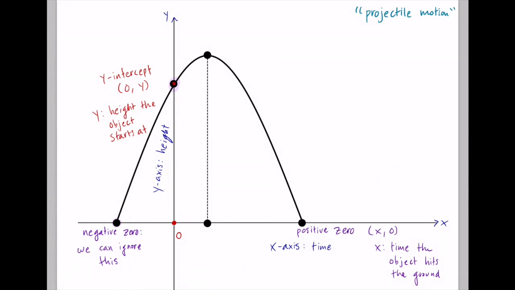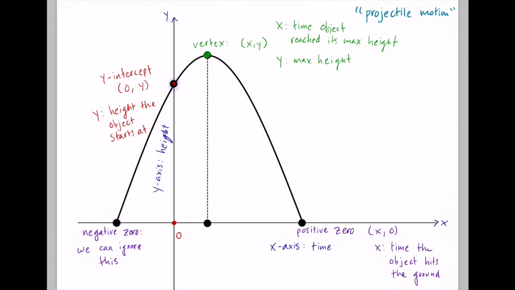Okay. Next, let's take a look up at the top, this point up here is going to be our vertex. And our vertex is going to be given by a point x comma y. The x value of that point is going to be the time the object reached its maximum height. And then the y value here is just going to be the maximum height.